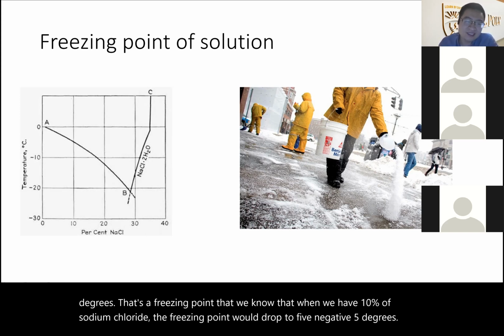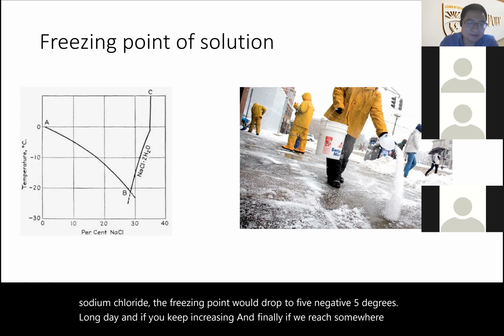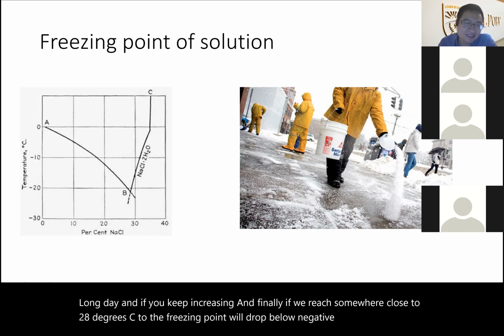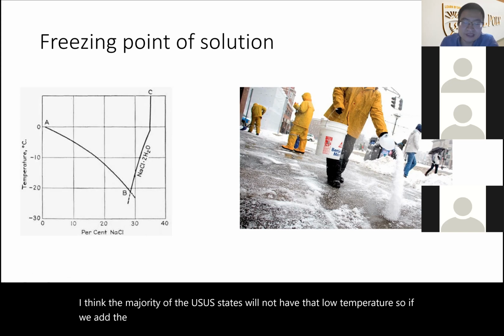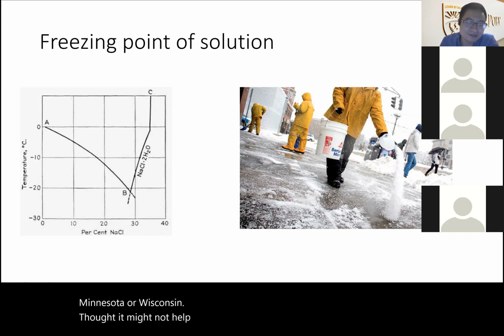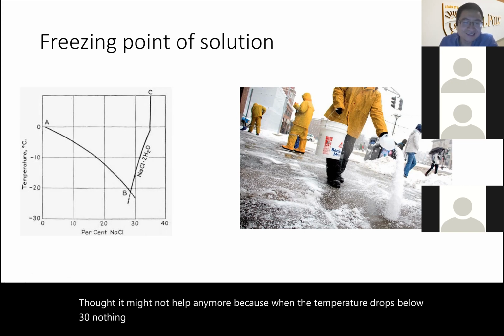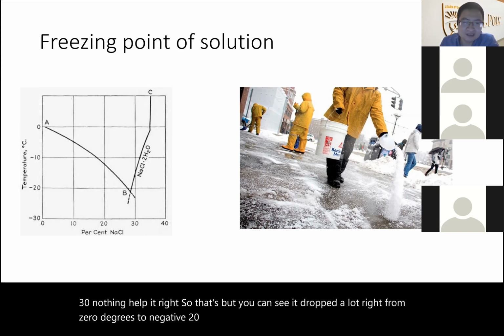I think the majority of US states will not have that low a temperature, so adding salt will definitely help us melt the ice. But if you live in Minnesota or Wisconsin, salt might not help anymore, because when the temperature drops to below -30, nothing can help, right? But you can see it dropped a lot, from 0 degrees C to -20-something degrees C by adding the salt.